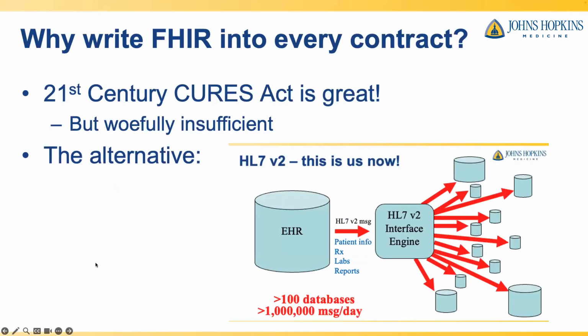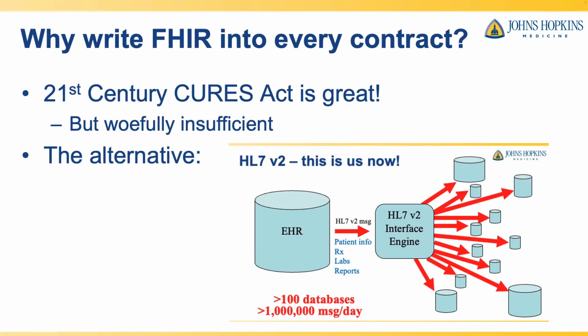In conclusion, what do you need to do? What you need to do is you need to make sure that your institution includes FHIR in every contract request for proposal that your institution writes so that the systems that you purchase going forward include FHIR as opposed to only HL7 version 2. The 21st Century Cures Act is great. It begins to put a stick in place, not just a carrot, that these EHRs have to implement FHIR, but it's woefully insufficient.